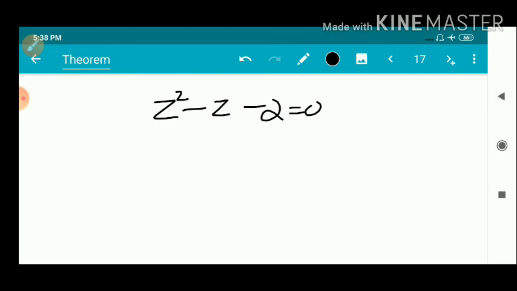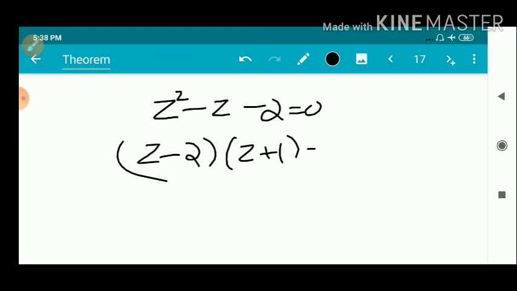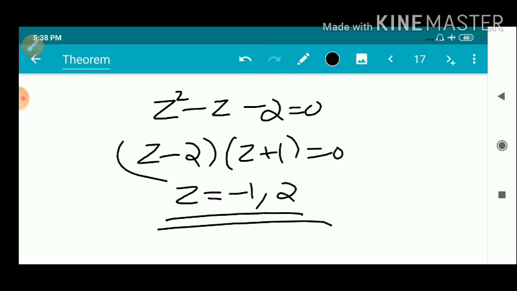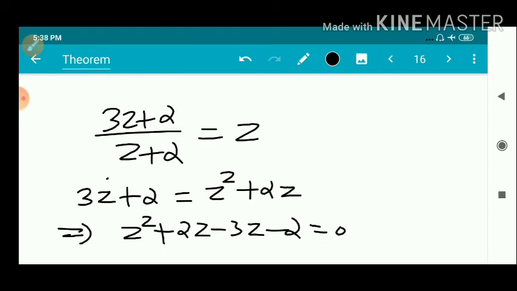We have to solve this equation. We get z minus 2 into z plus 1 equal to 0. So z equal to minus 1, 2. These are the fixed points for the transformation 3z plus 2 divided by z plus 2.